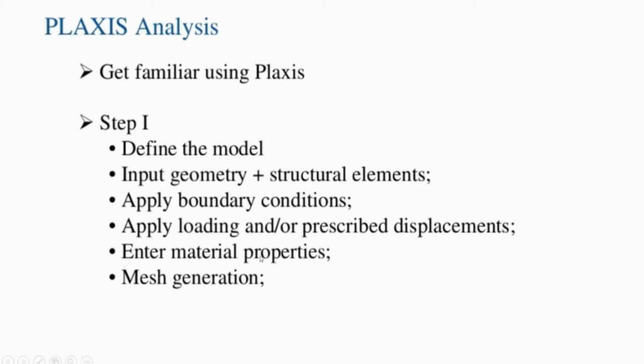Then enter the material properties. Material properties like clay, sand, silt, or different properties we can provide there. In properties, we have the unit weight, we have the cohesion of the soil, we have the angle of internal friction, and different input in the material properties. And once we are providing all these things, then we have mesh generation. So mesh generation completes step 1.